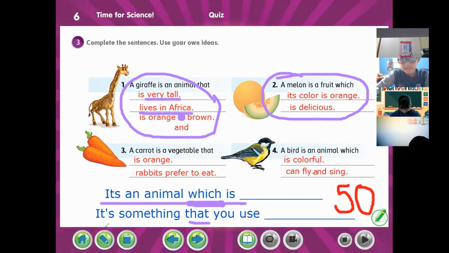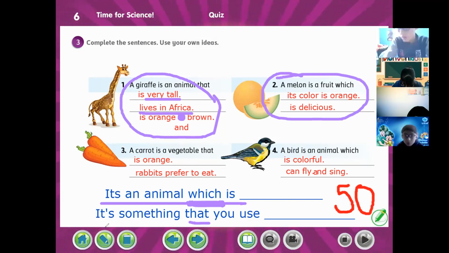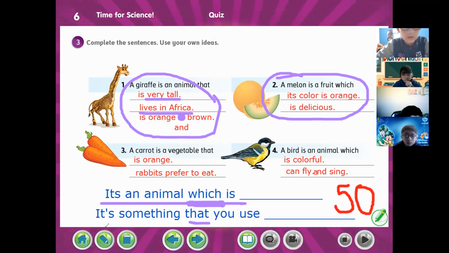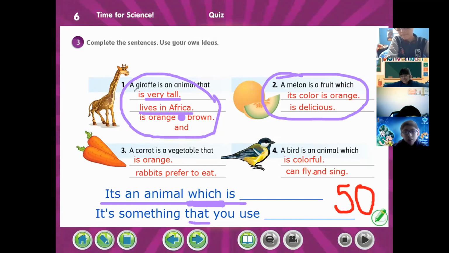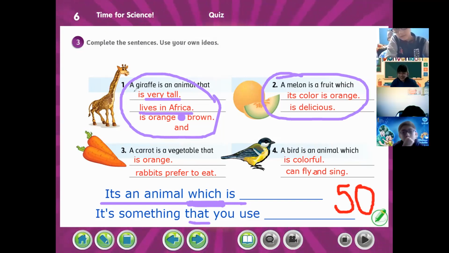Teacher, can I say my riddle? Yes, yeah, you, yes, yes, Gonzalo, tell me, please, your riddle. It's an animal which is black, white, with black stains. They have four legs and says moo. See the cow? Yeah, no? Yes, teacher, the cow. The cow.